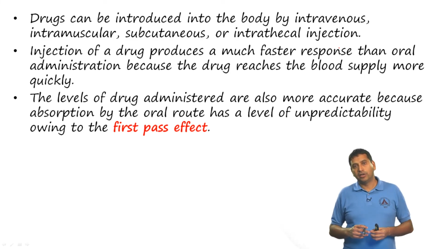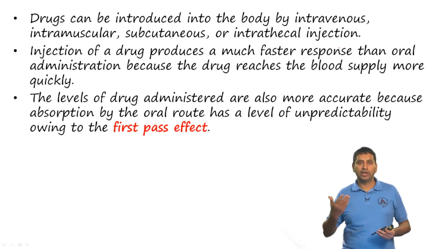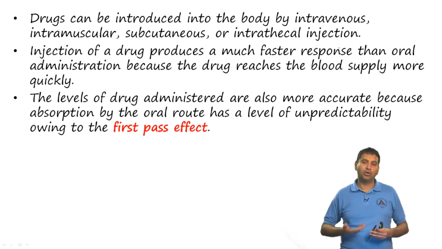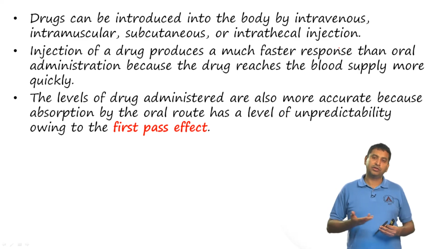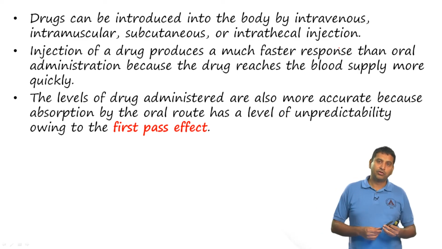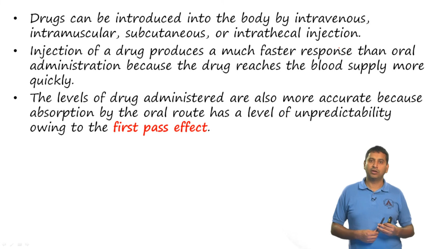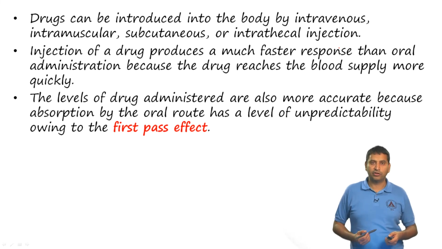The levels of the drug administered are also more accurate, because the absorption by the oral route has a level of unpredictability, because we just looked at the first pass effect, where the drug is going to get into the liver, and how well it is metabolized in the liver can vary from person to person. So, if you want an immediate effect to occur, it is preferred to send it through the injection route.